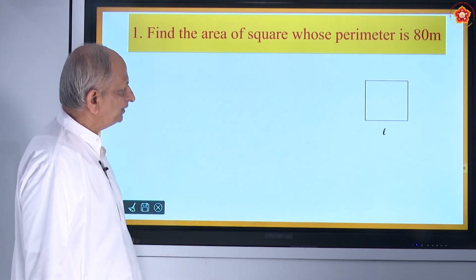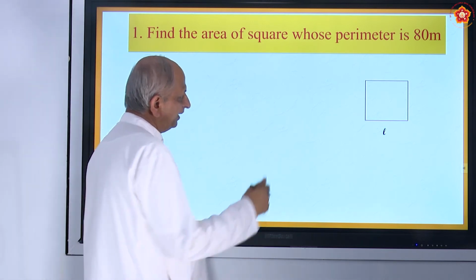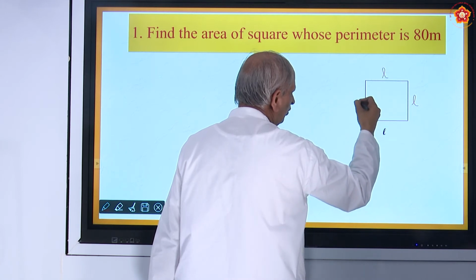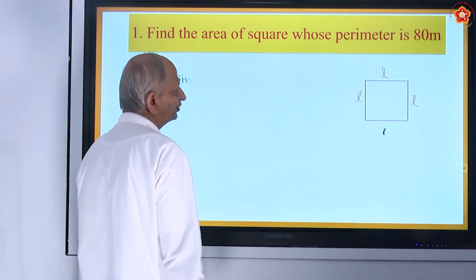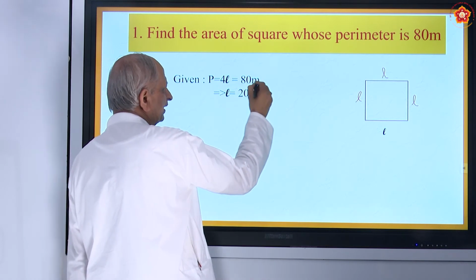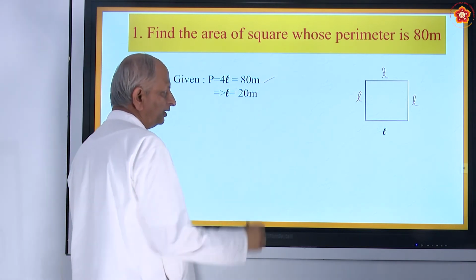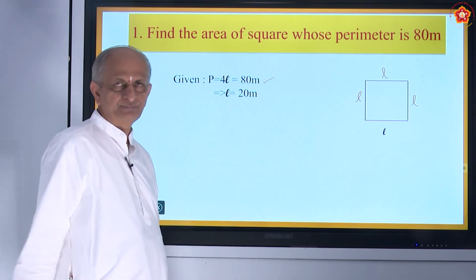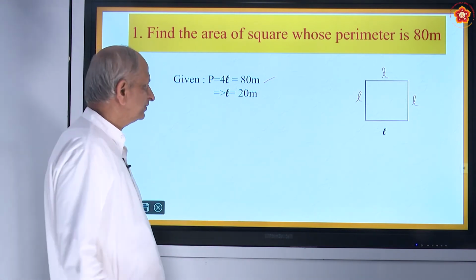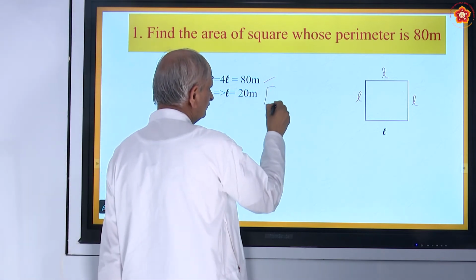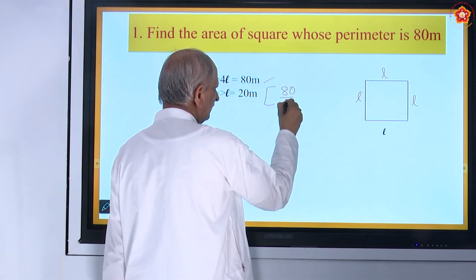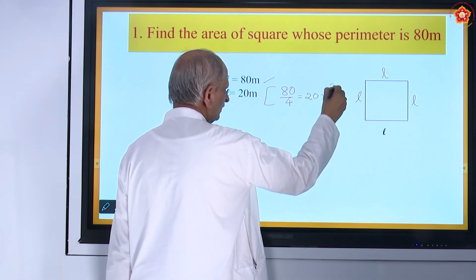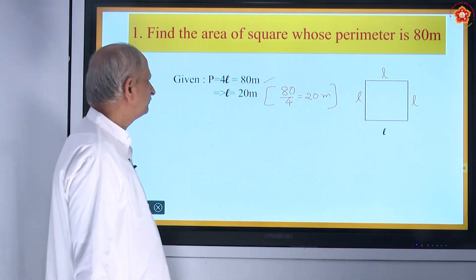So you are given a square, and the perimeter is given. In a square, as we have just discussed, there are 4 sides. All the 4 sides are equal, and the perimeter is 80 meters. So if the perimeter is 80, what is the length of each side? Length of each side is 80 by 4, that will be equal to 20 meters. How did you get it? Okay.